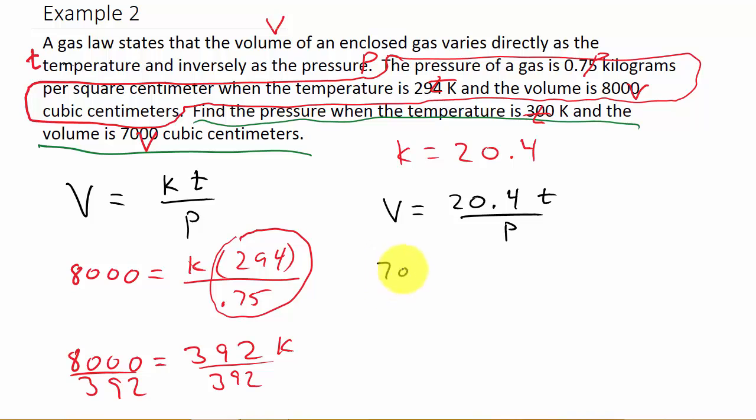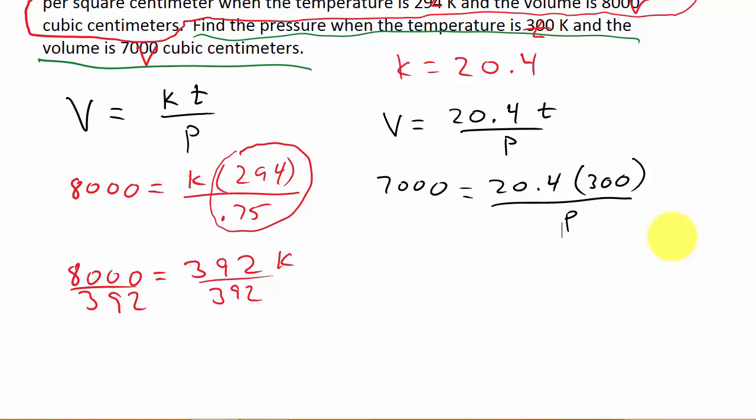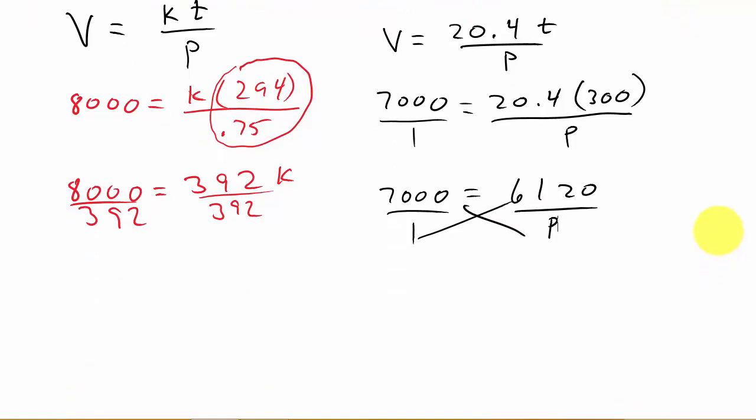So we've got 7,000 is equal to 20.4 times the temperature, which is 300, and that's over P. So we need to solve for P. I think what I'll do first, before I do anything, is go ahead and multiply this out. So I get 20.4 times 300, that's 6120 over P. Now look at it as a proportion. We can cross multiply.